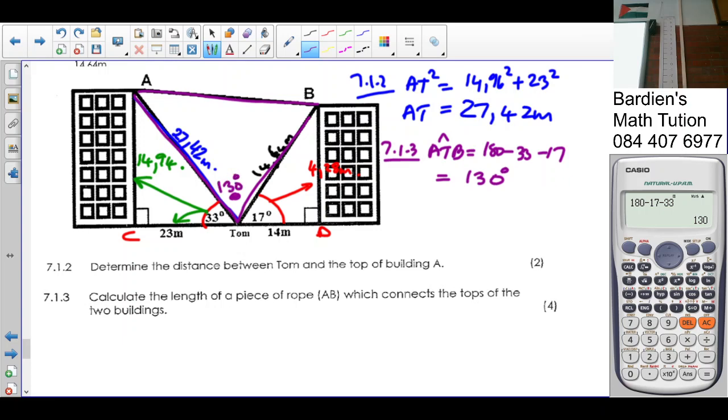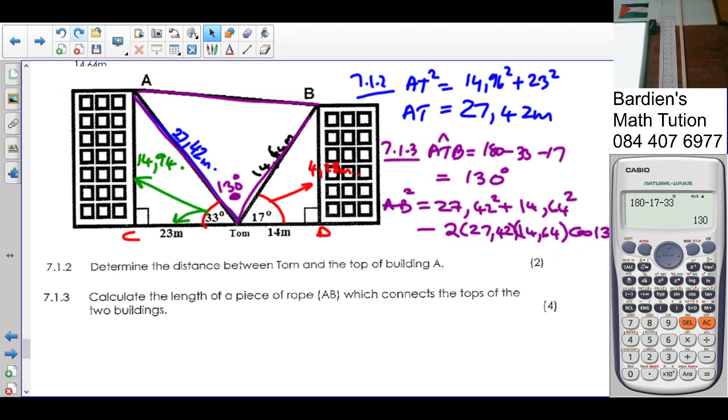So what do we now say? You remember there are angles on a straight line? We don't need the reasoning. So AB squared is equal to 27.42 squared plus 14.64 squared minus 2 times 27.42 times 14.64 cos of 130 degrees. You all okay with that?